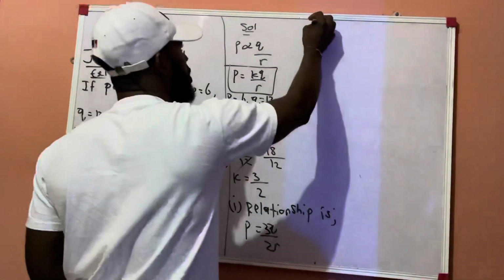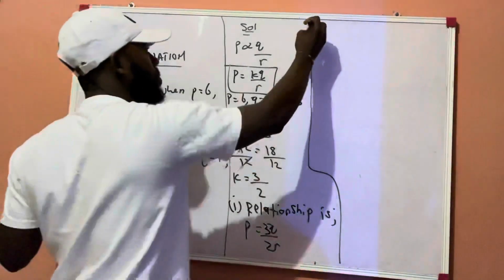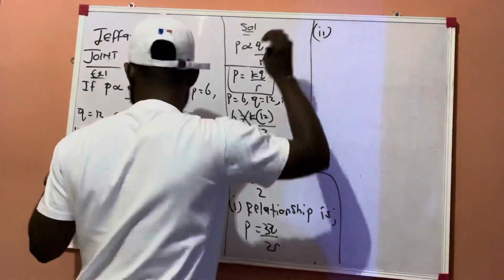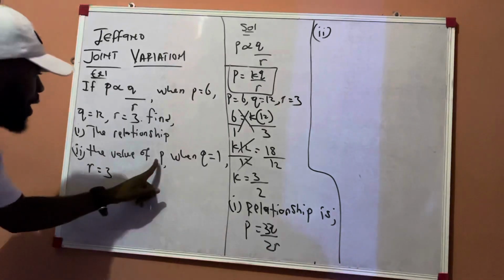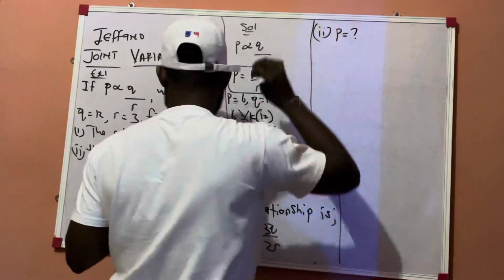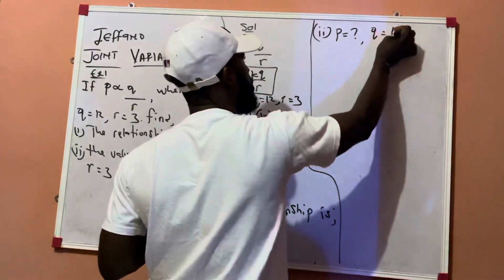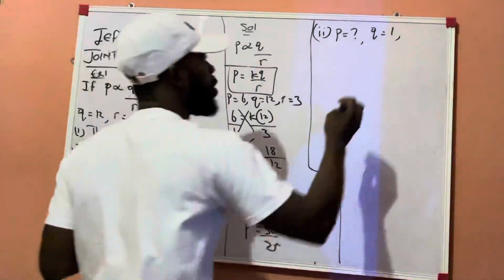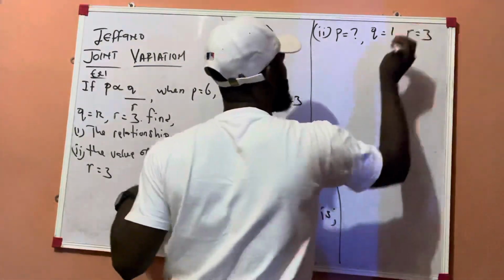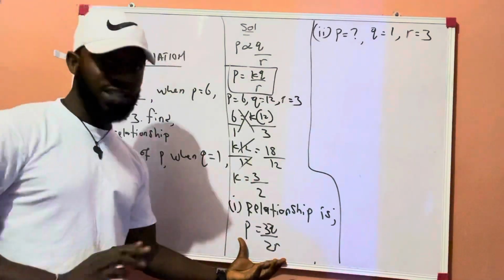Now that we have gotten our relationship, Roman figure 2 says we should find the value of P, meaning P is unknown, when Q is 1 and our arrow is still 3. Now, how do we get the value of P? By using the relationship. It's as simple as that.